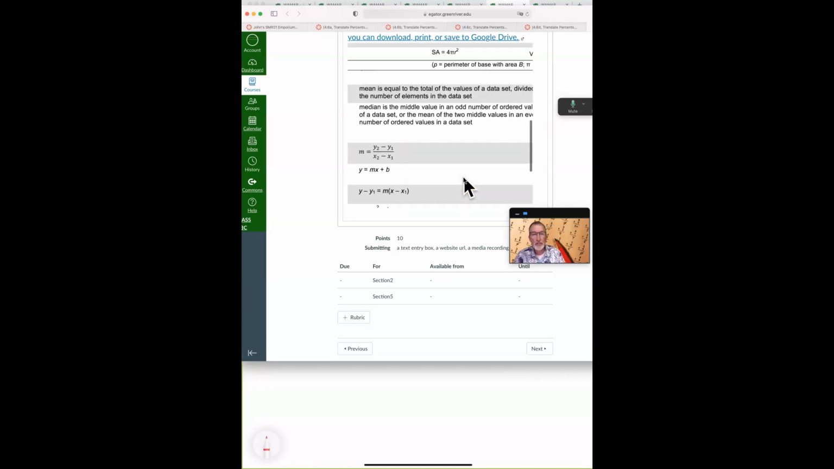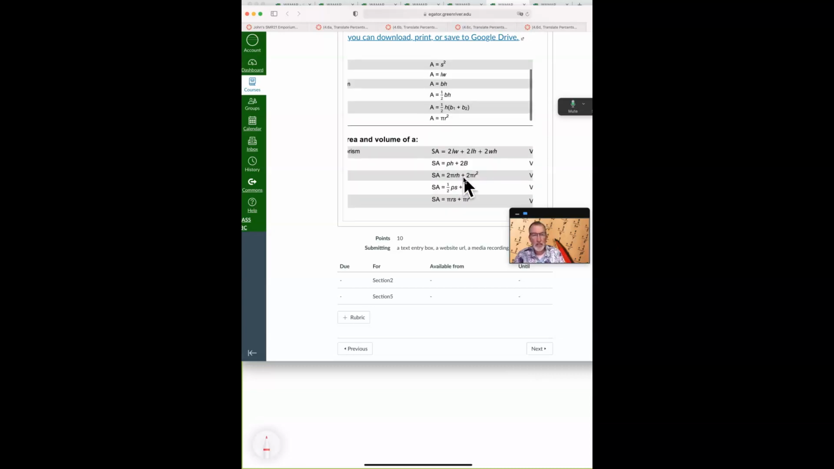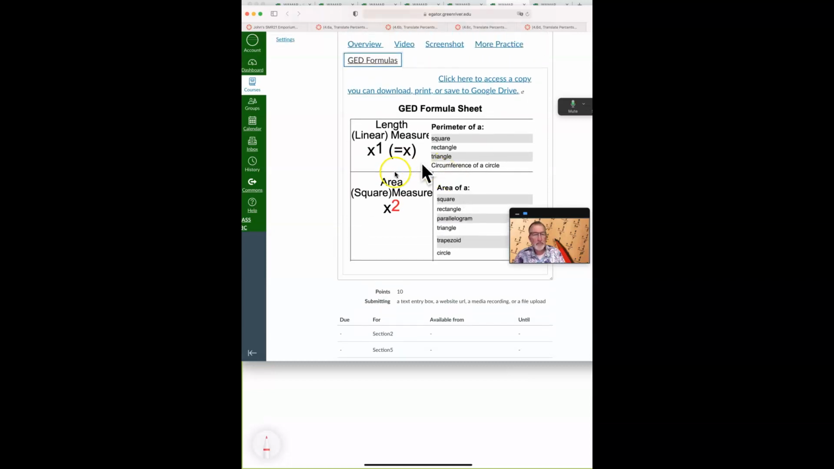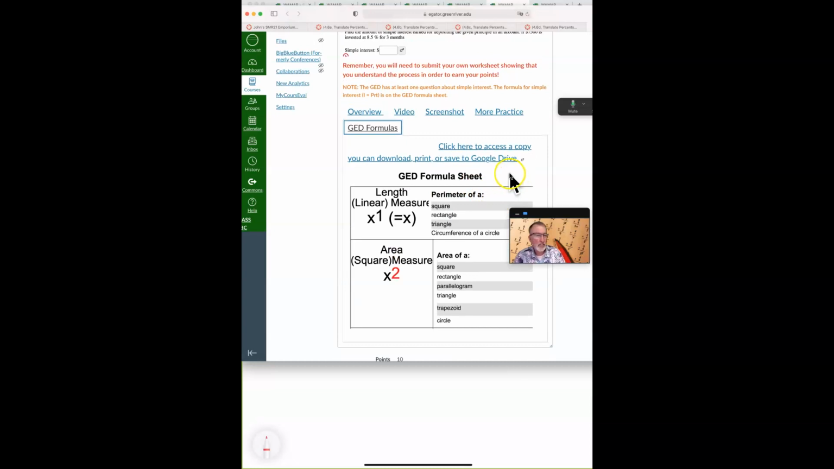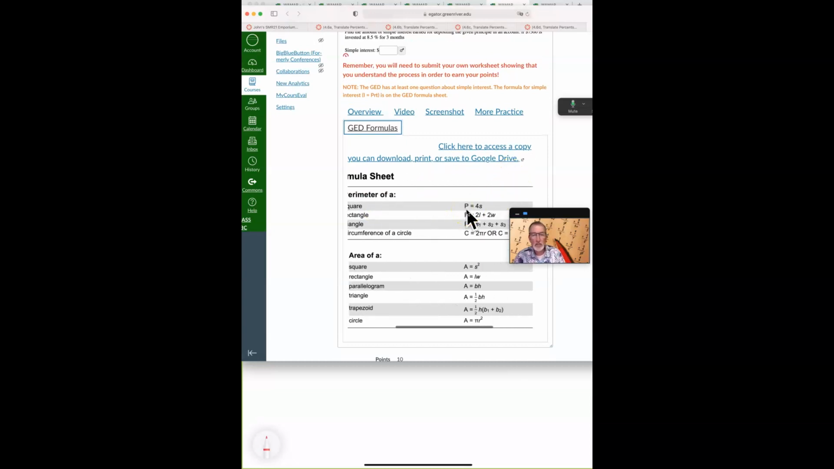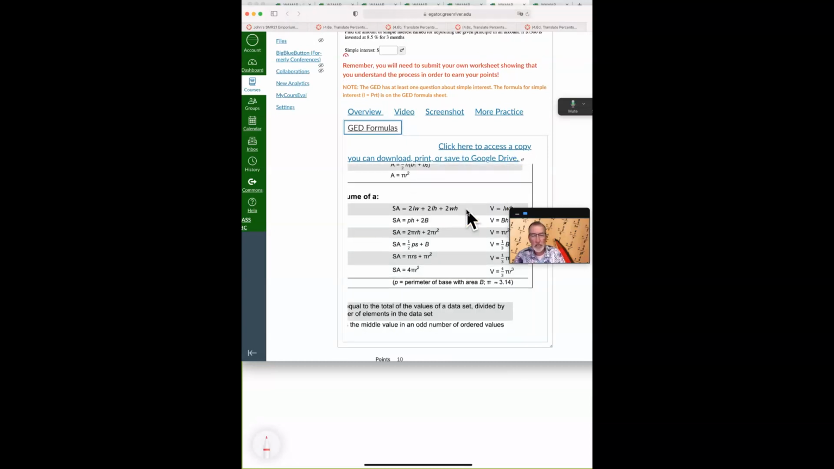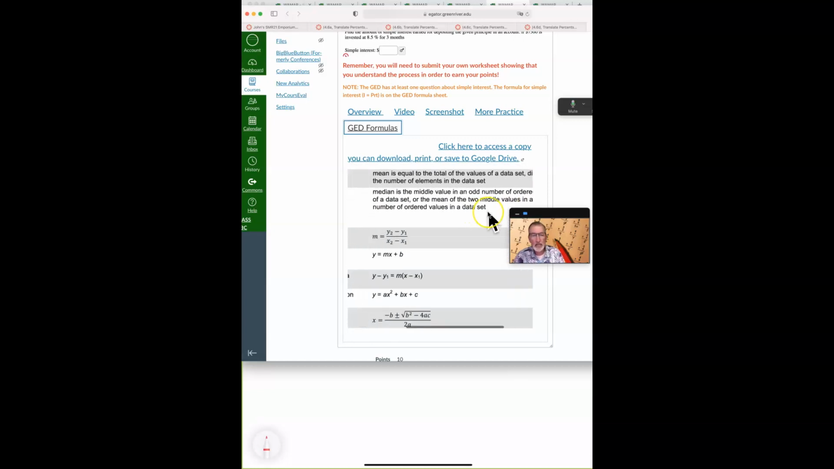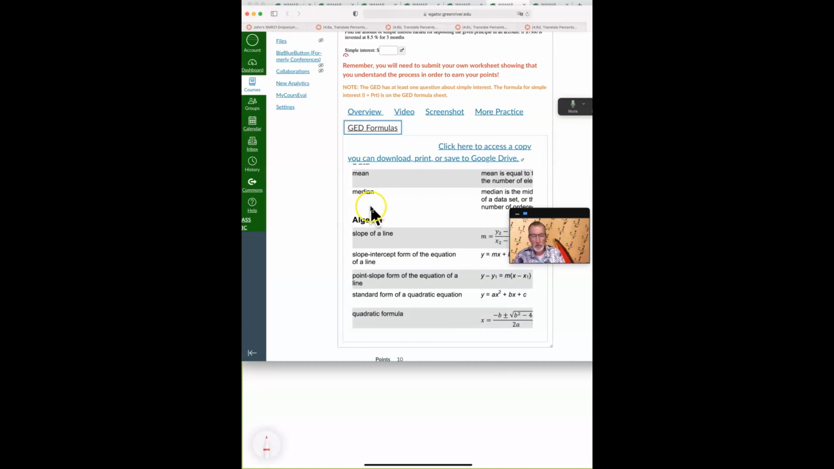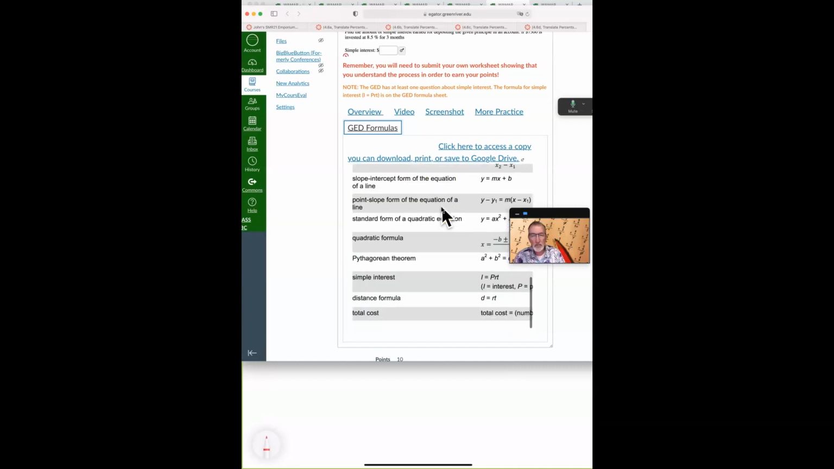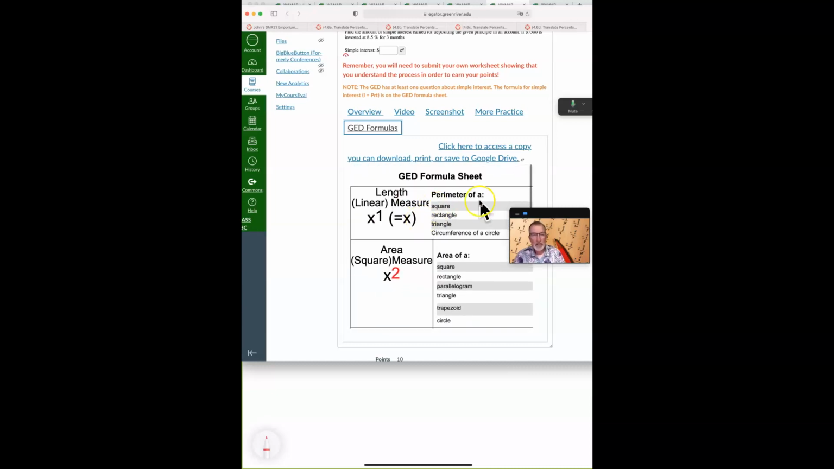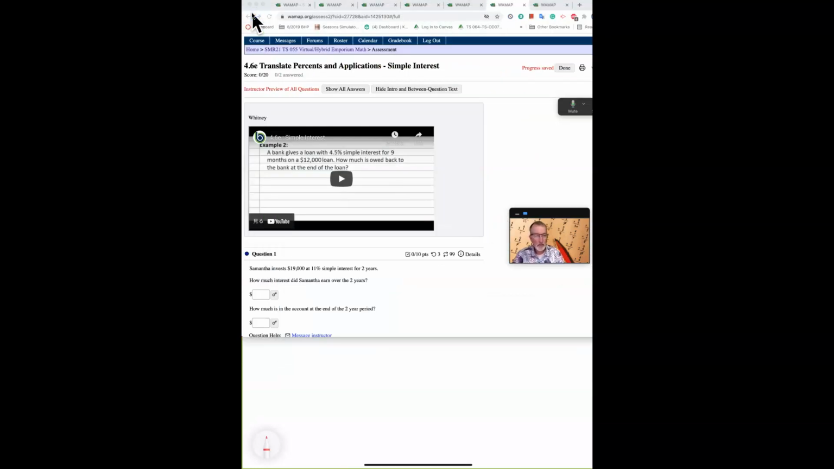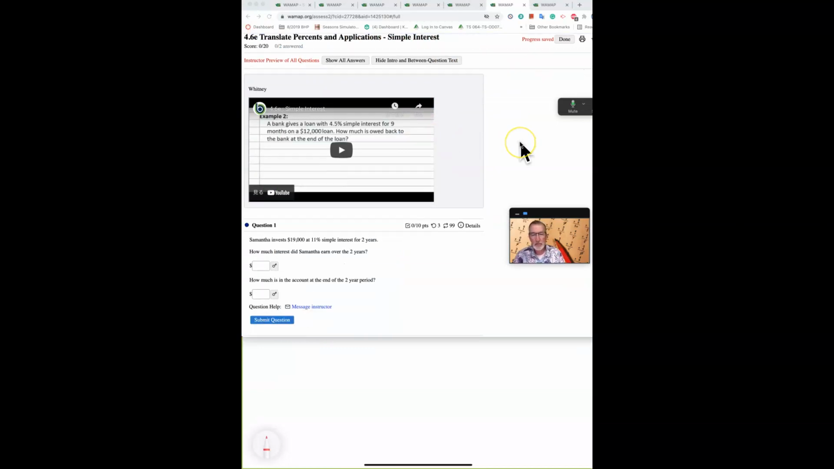So you can refer to this sheet. You can use this sheet, the GED formula sheet, for any test that you take with me, and you can also use it on the GED. So it's a good idea to know what's on here. All of these formulas will help you with the GED, okay? And you can assume that you will have to know how to use all of these before you take the GED, okay? Alrighty. So let's put that away. You can find those in every module. And let's take a look at simple interest.